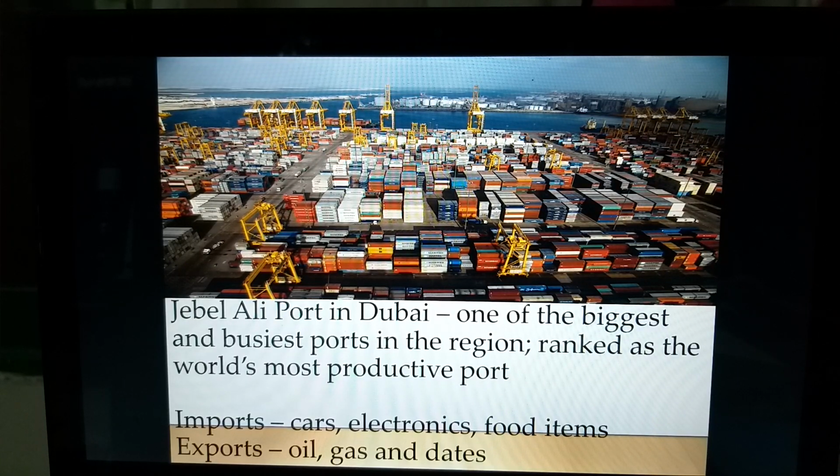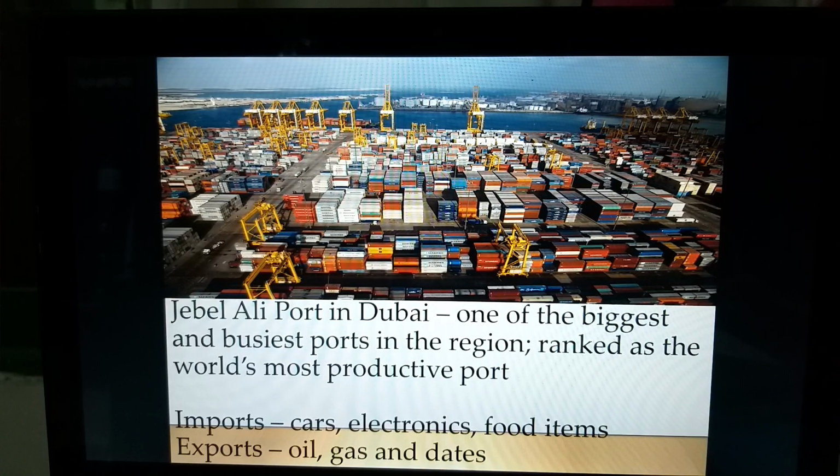So what do you see in the picture? Yes, it is Jebel Ali Port in Dubai. Jebel Ali Port in Dubai is one of the biggest and busiest ports in the region. It is ranked as world's most productive port. Ships carry many necessary goods into and out of Jebel Ali ports.